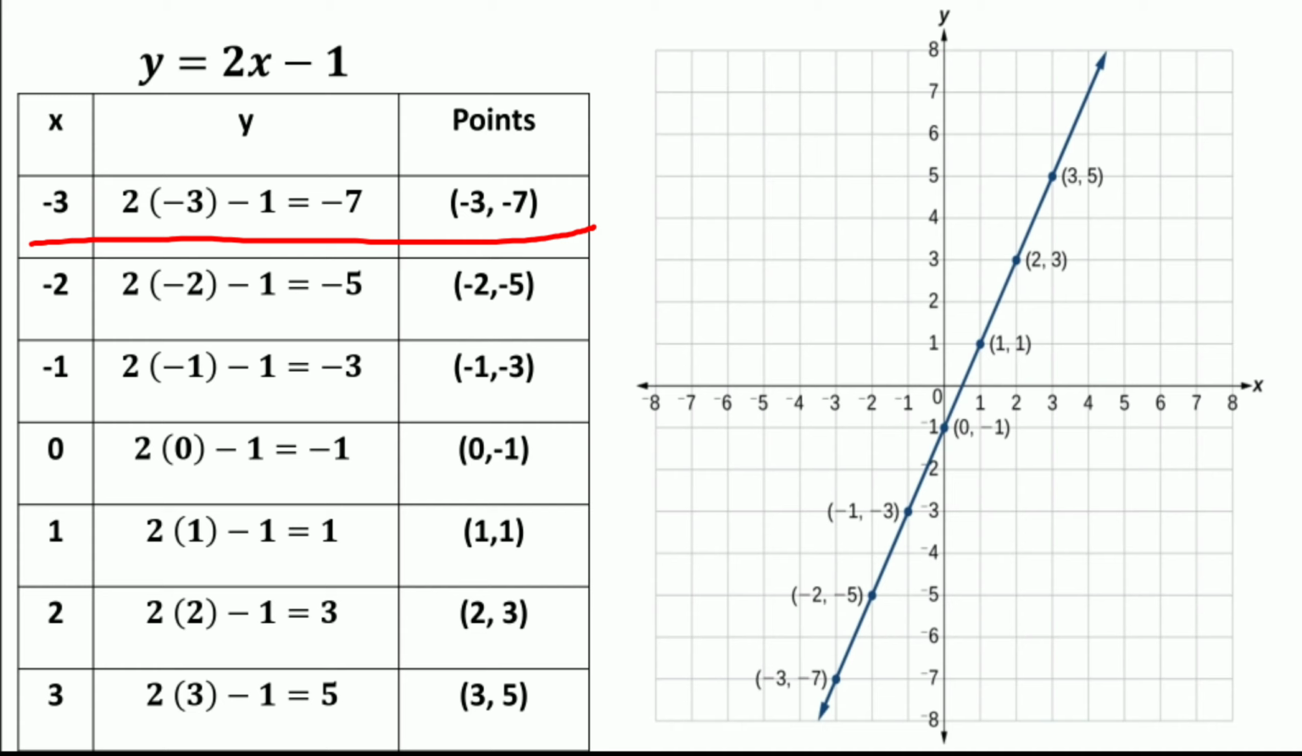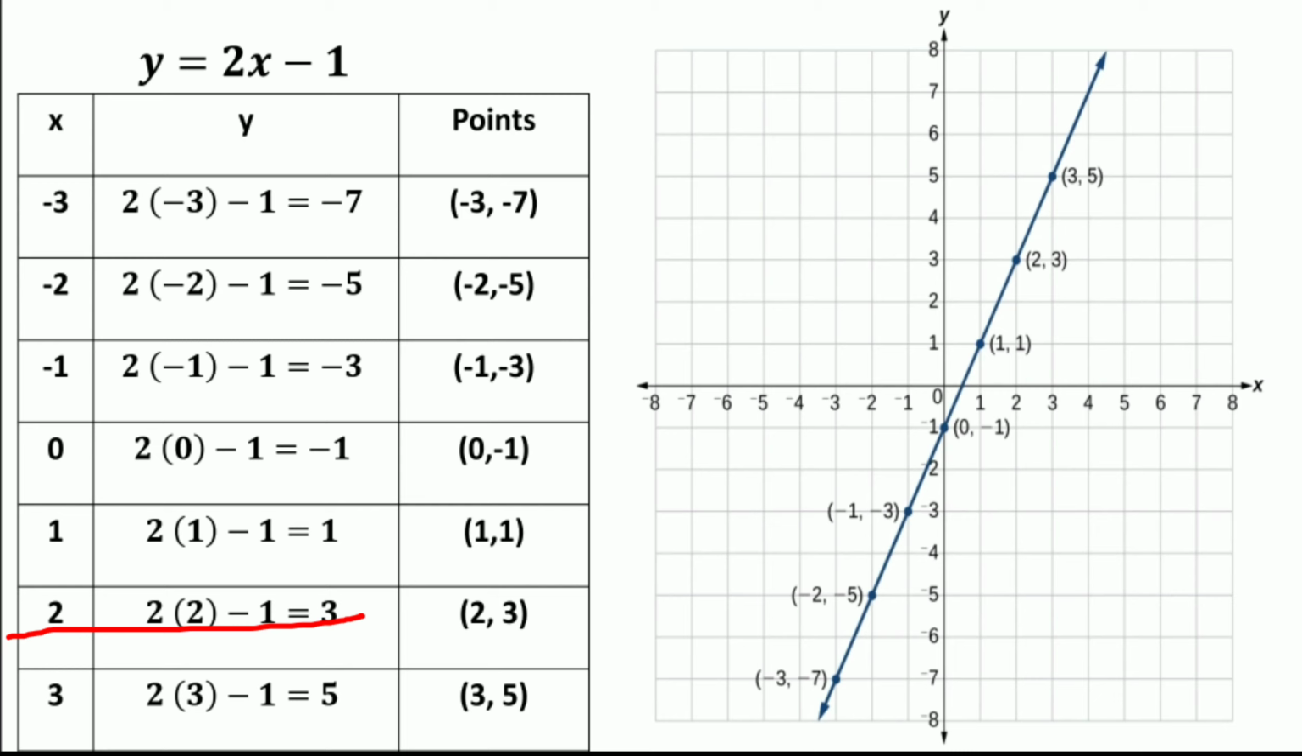minus 7. If you substitute x is equal to minus 2, then y is equal to minus 5. If you substitute x is equal to minus 1, then y will be minus 3. If you substitute x is equal to 0, then y will be minus 1. If x is equal to 1, then y is equal to 1. If x is equal to 2, then y is equal to 3.